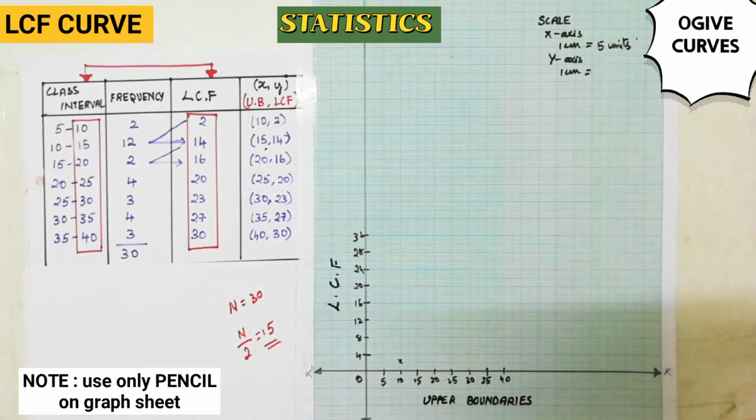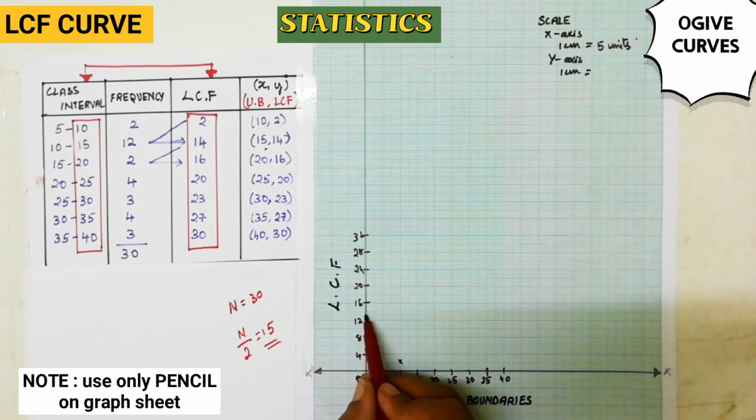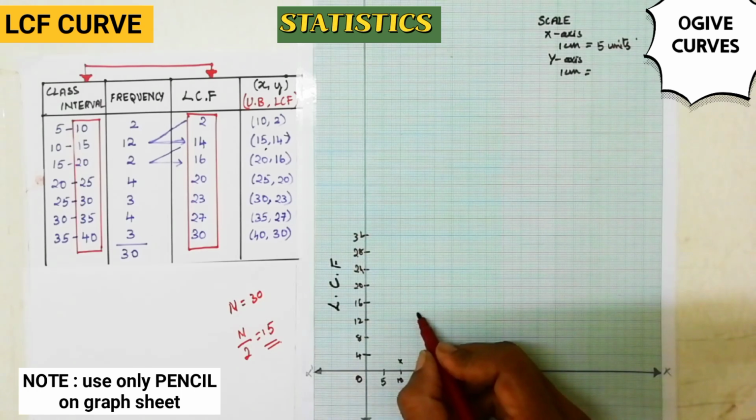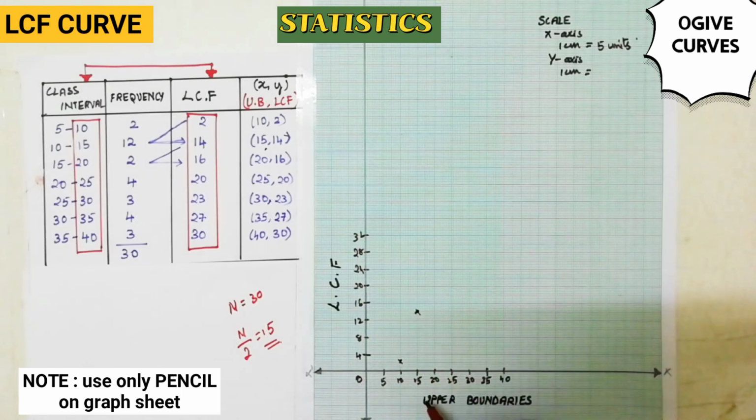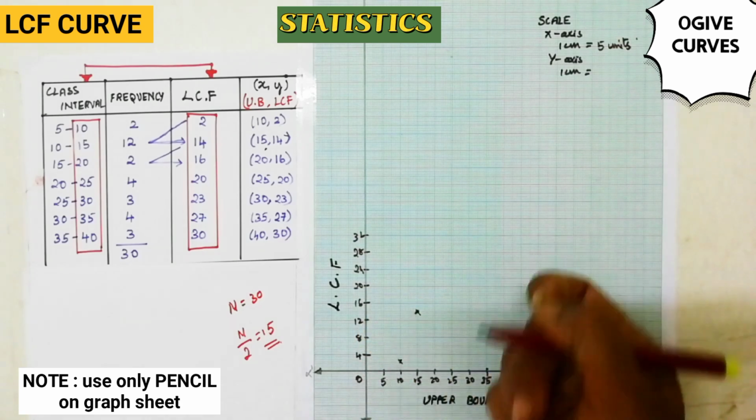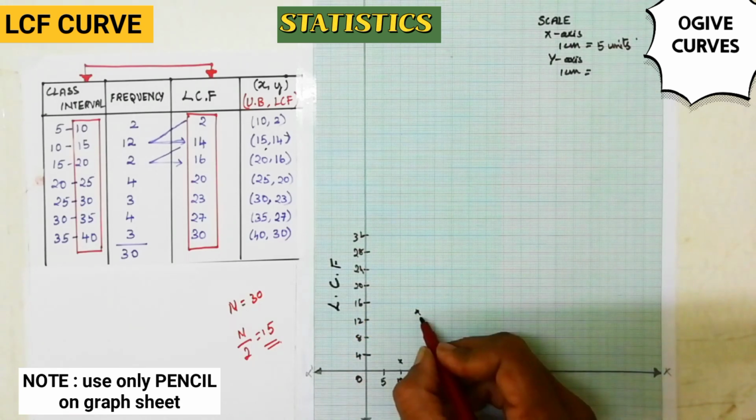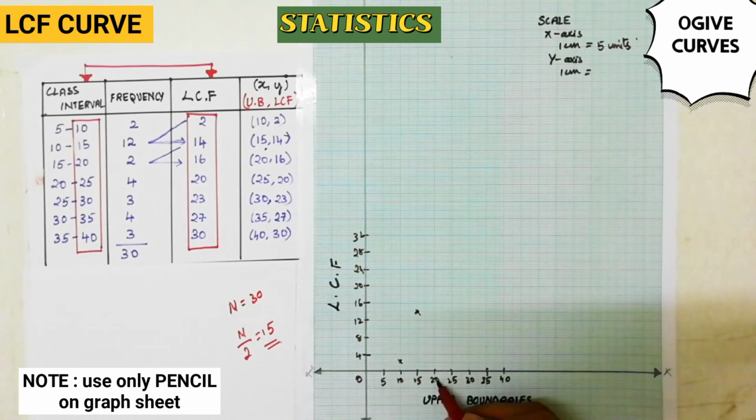Second point is 15 and 14. 15 on the x-axis, 14 on the y-axis. On the y-axis 14 is not visible, so it lies between 12 and 16. So we will be taking here 15, 14, because 13, 14, 15, 16. So 3 numbers are between. So we are taking it in between here.